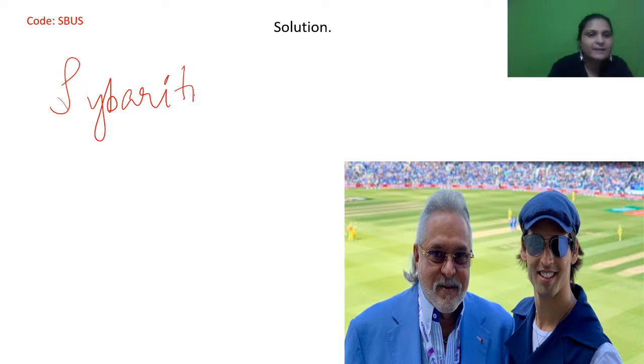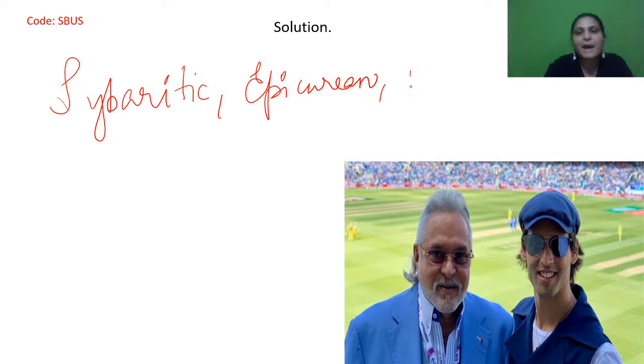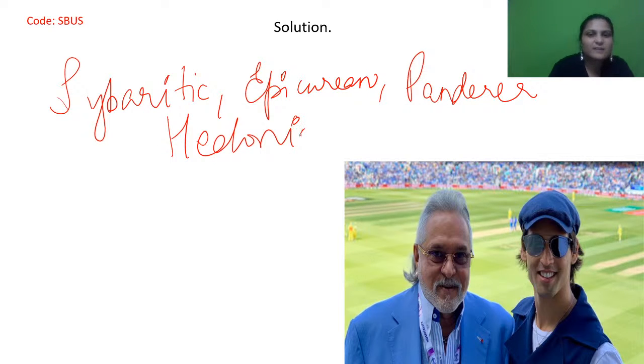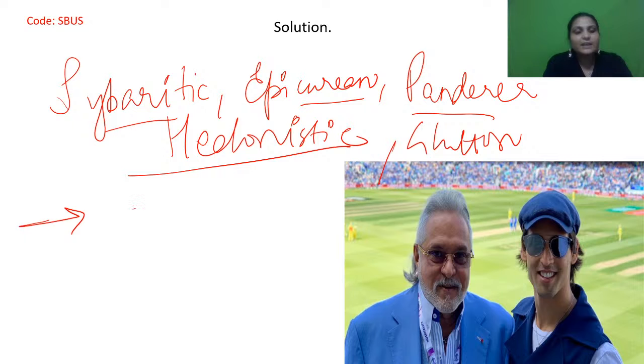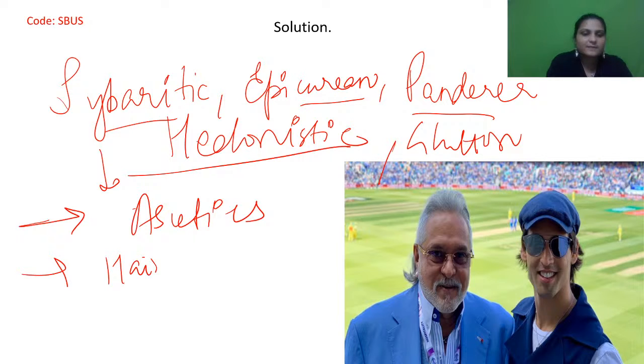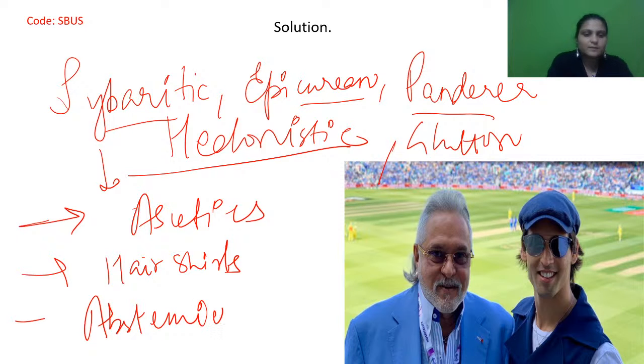So Sybaritic, Epicurean, Panderer, and hedonistic are all words which are related to somebody who's very self-indulgent. Even people who eat a lot. So a glutton is also a person who's very indulgent. Right? So the opposites or the antonyms are ascetics, hair shirts, and abstemious. Is that okay?